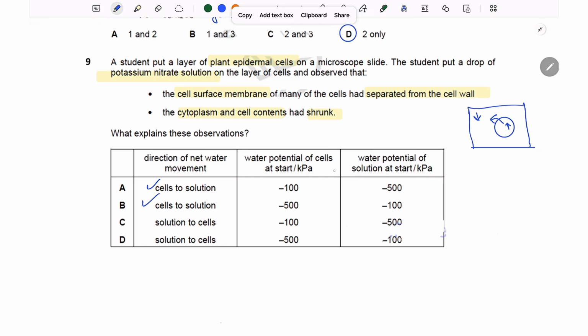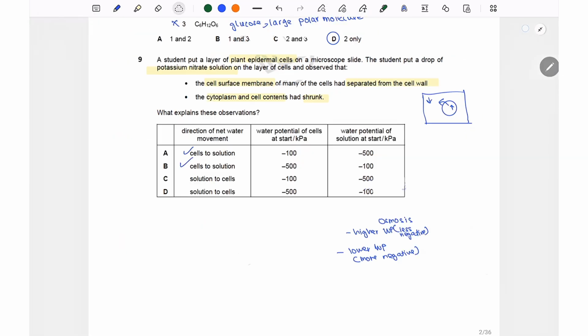And the water potential of cells at start and water potential of solution at start. So looking back at the note that we wrote down earlier, if it's higher water potential, it has to be less negative. So inside the cell, it's higher water potential, that's less negative. So it's going to be -100. And the other one is going to be -500 because this is lower water potential, so more negative. So A is our answer.